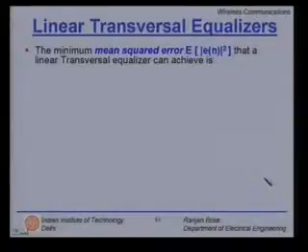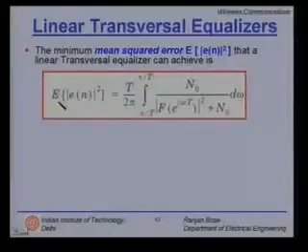Now, let us talk about how good it is. The minimum mean squared error, which is the expected value of error squared that a linear transversal equalizer can achieve, can be worked out as follows. Expected value of error squared is T over 2 pi, integral from minus pi by T to pi by T of N naught over the absolute value squared of F(e^{j omega T}) plus N naught, d omega. The derivation is not being given here, it is available in most textbooks. For example, Proakis gives a very good derivation for this one.